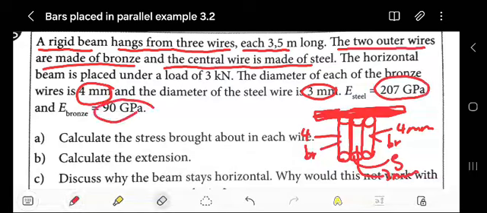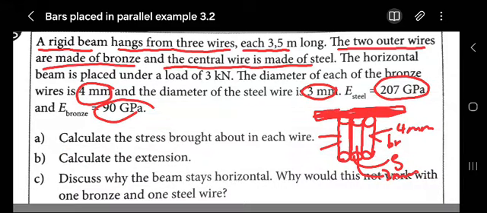They say we should calculate the stress brought about in each wire. We know that to calculate the stress will be a long process. These are compound bars. You cannot just calculate it straightforwardly. You must be very, very careful. Question A: we want to calculate the stress brought about in each wire.